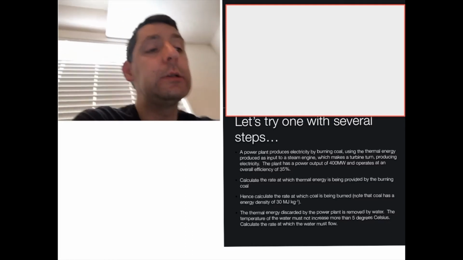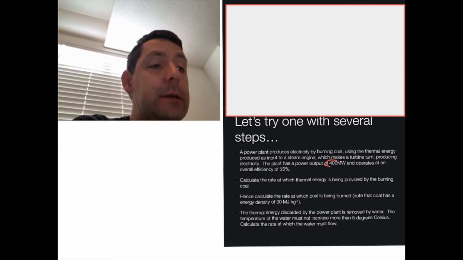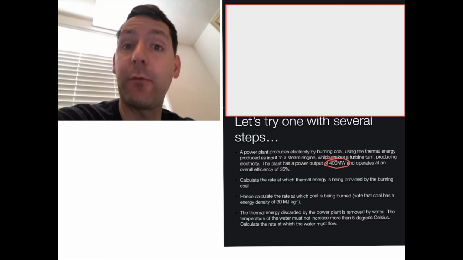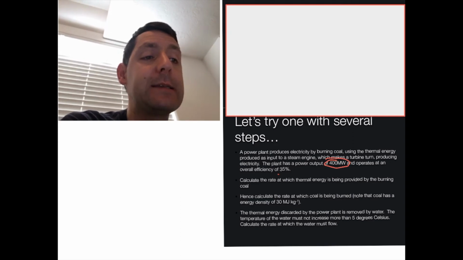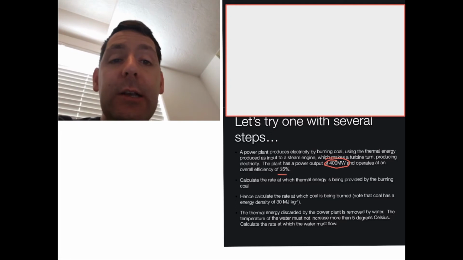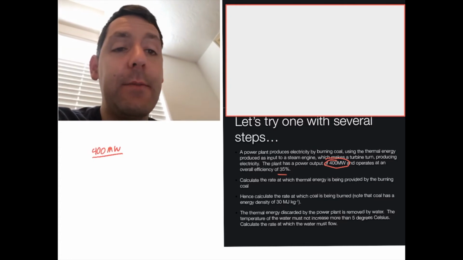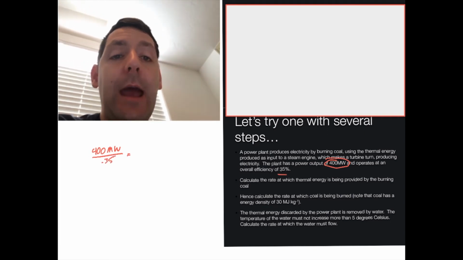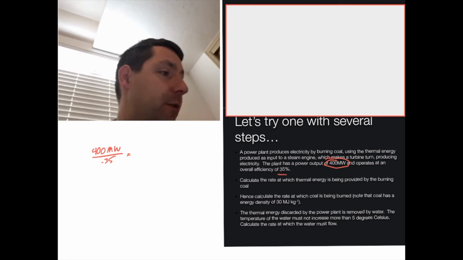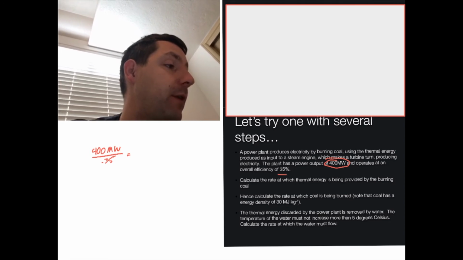All right. Well, that comes from what we're given here, right? It says the output is 400 megawatts, or 400 million watts, and it has an efficiency of 35%. So if I'm getting that out, then all I need to do is take my 400 megawatts and divide it by 0.35, and that will give me how much energy there was before I lost a whole bunch due to efficiency. So I'm going to go ahead and do that. I'm going to go 400 divided by 0.35 here on my calculator.